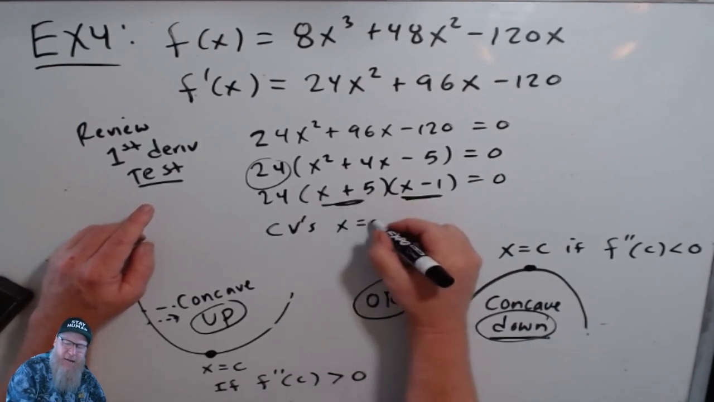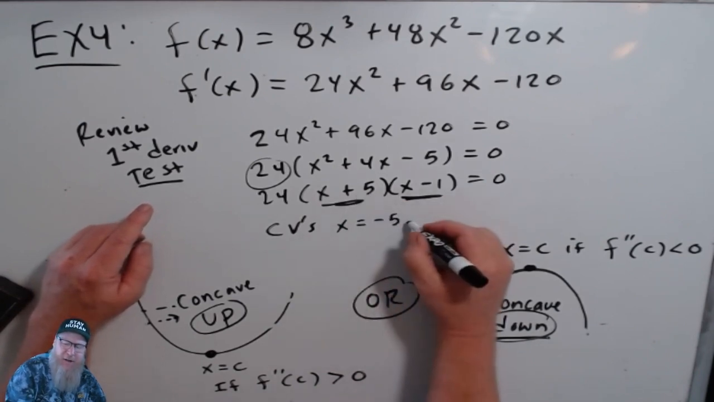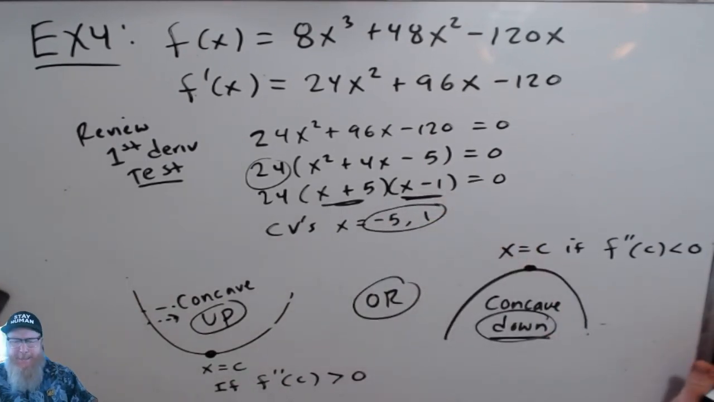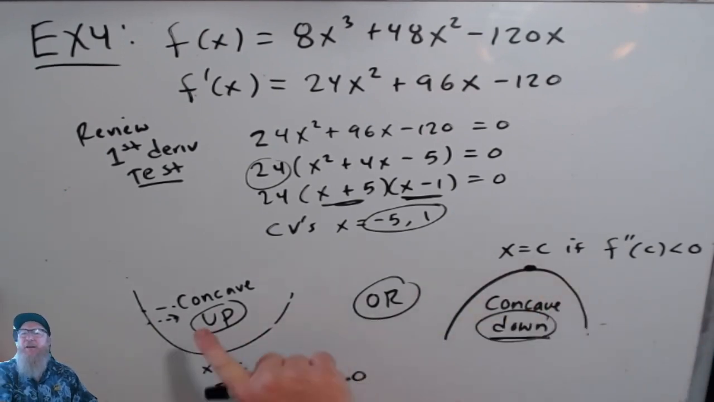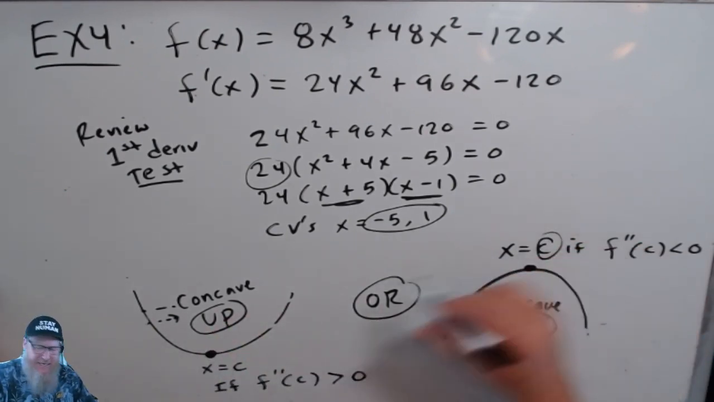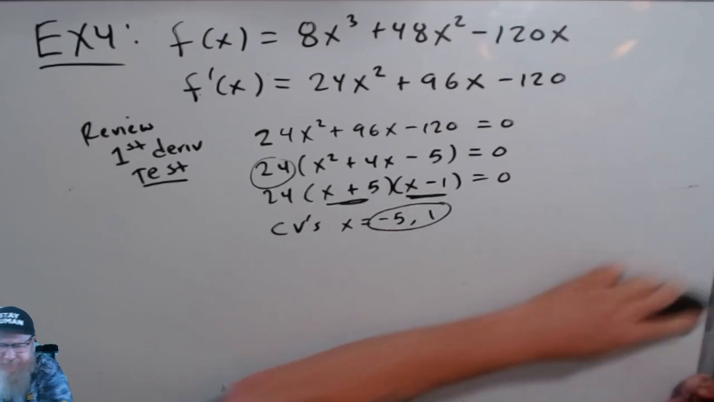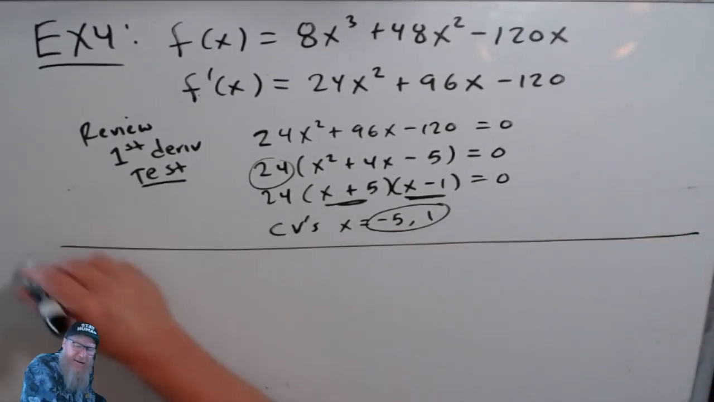So remember, it's the opposite of each of these factors. So x plus 5 gives you negative 5. x minus 1 gives you 1. All right. So we have two different critical values. Those are our c's. Okay. So I've got now the second derivative.